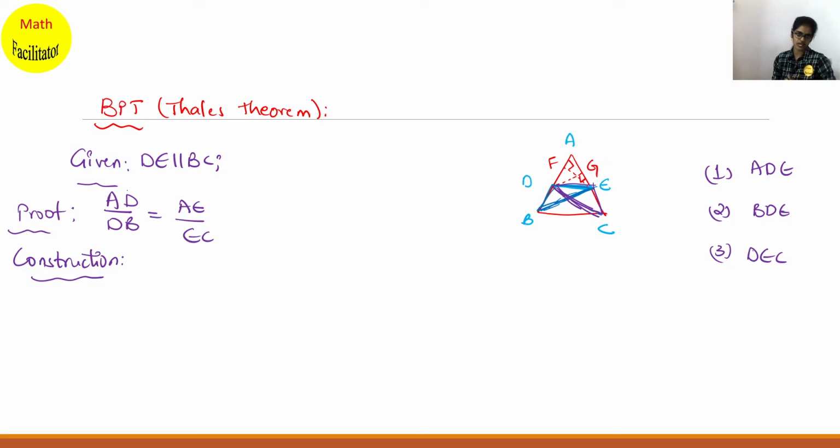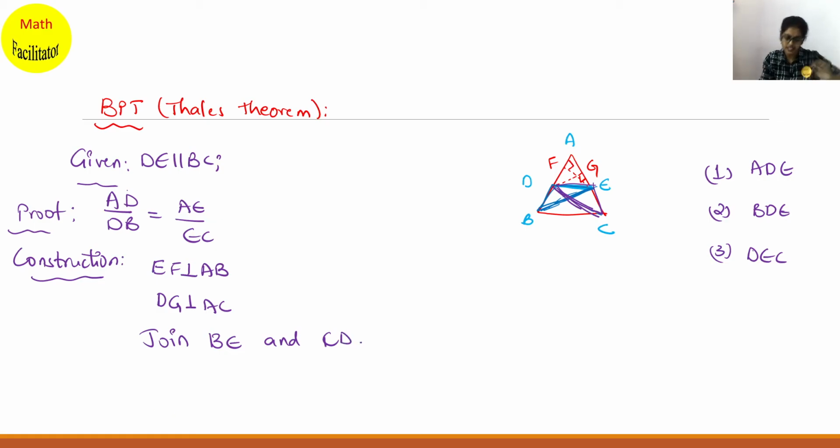So three triangles. Now with these three triangles, what will you write in the construction? Draw the perpendiculars. You have drawn perpendicular EF to side AB, and DG perpendicular to AC, and you also joined BE and CD. So this is what you have done. Now let's go to the proof.